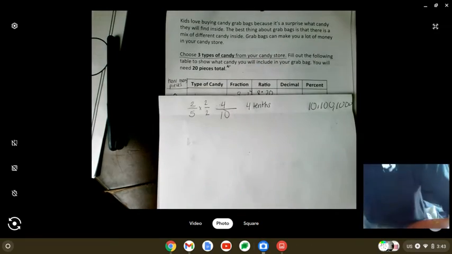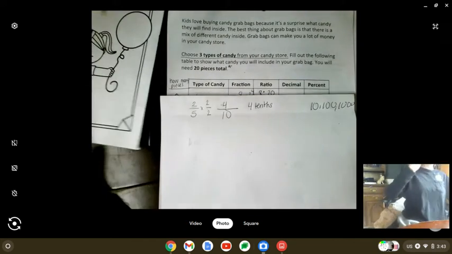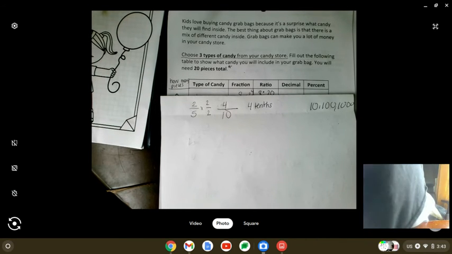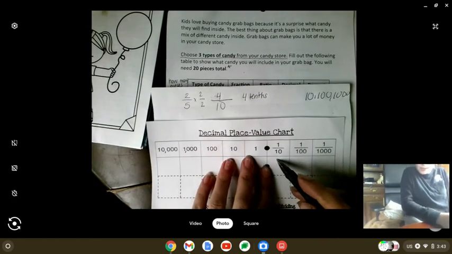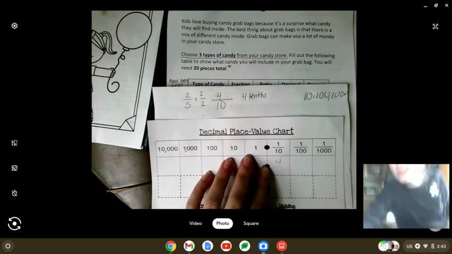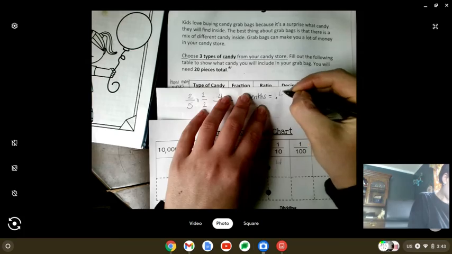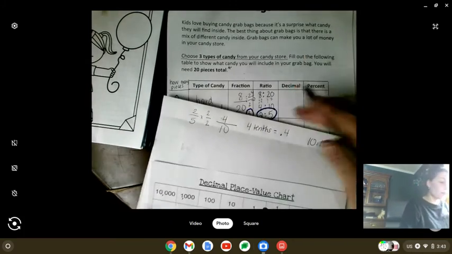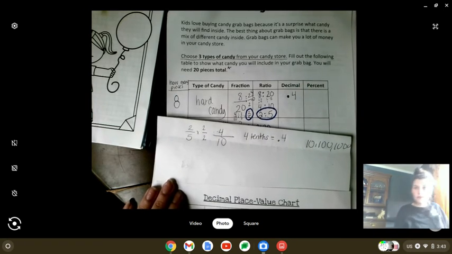4/10 looks like this. Or I take out my place value chart. Where did my place value chart go? Here it is. What does 4/10 look like? 4 in the tenths place, right here. So it'd be decimal point 4. Right? 4/10. So this would be decimal point 4.